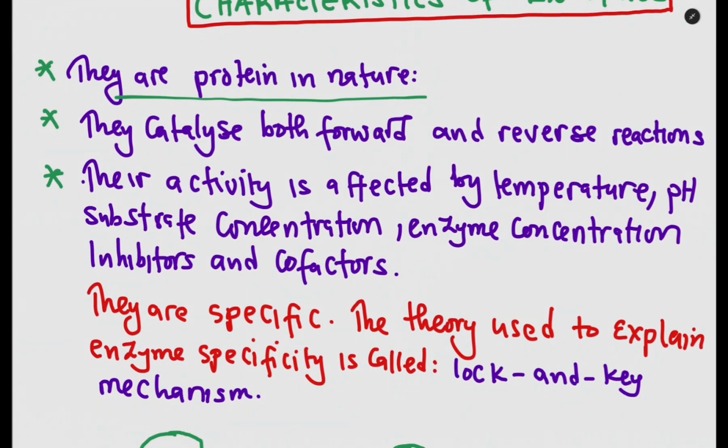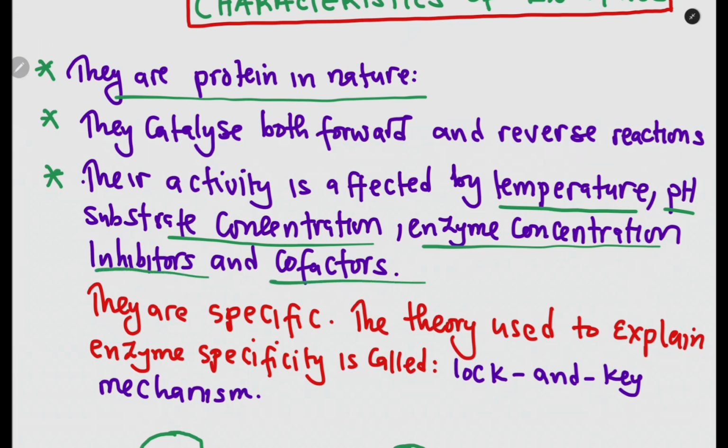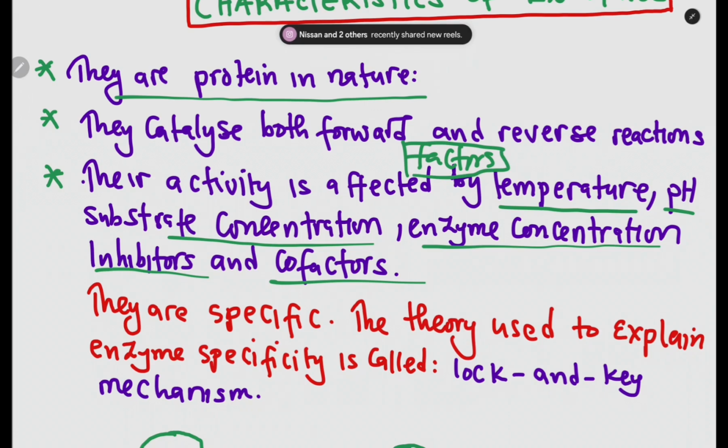Their activity is affected by temperature, pH, substrate concentration, enzyme concentration, inhibitors, and cofactors. So these are the factors that we are going to discuss as the factors that affect enzyme activity, and we are going to see how they do that. So that is one of the characteristics.